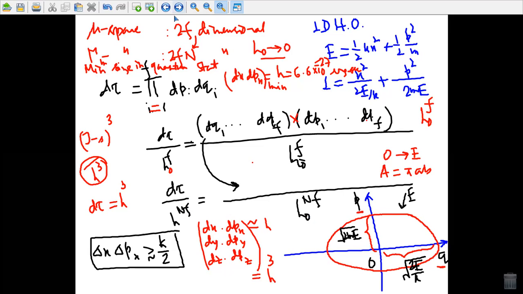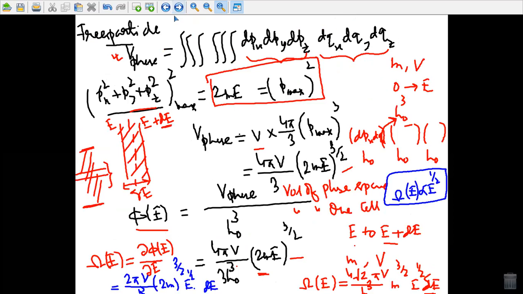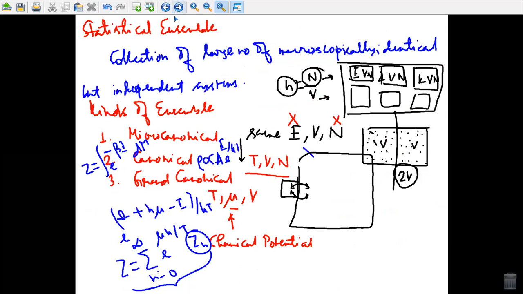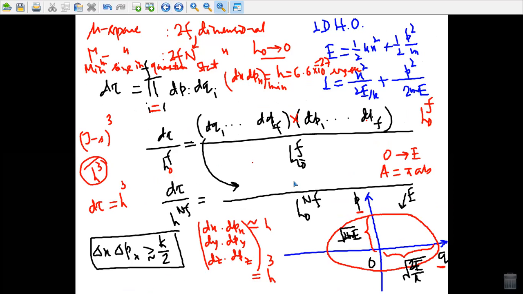So if we discuss the applications of these two, first, the one-dimensional harmonic oscillator. Consider a linear simple harmonic oscillator of mass m oscillating freely with frequency nu, and let us calculate the number of phase cells in the energy range from 0 to E.